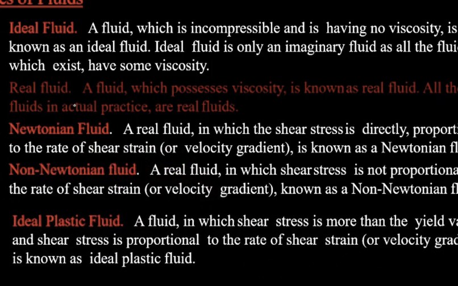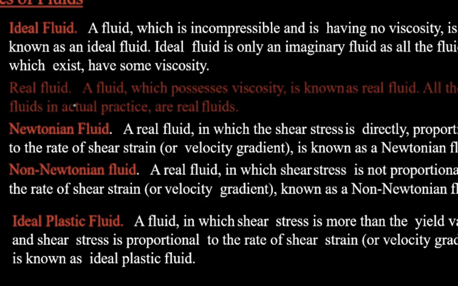Next comes the ideal plastic fluid, a fluid in which shear stress is more than the yield value and shear stress is proportional to the shear strain or velocity gradient, is known as ideal plastic fluid. Here the tau is more than the yield value. If the shear stress is more than the yield value and shear stress is proportional to the rate of shear strain, then it is called the ideal plastic fluid. So these were the five types of fluids.